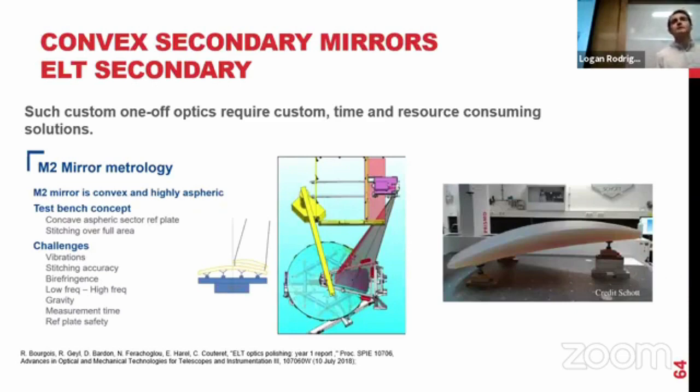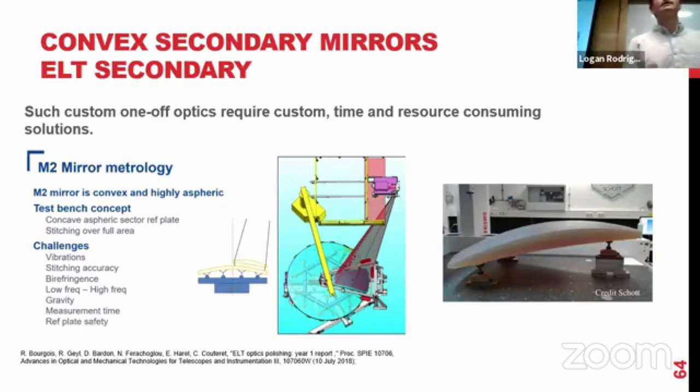You've only talked about testing concave mirrors. So convex mirrors require extremely complex testing setups. You can imagine the light, instead of hitting it and coming to a focus, is going to spread out. It comes to a virtual focus, but in the real world, that means that the light spreads out and it's hard to test it. In the ELT case, this means that you have a very complicated, custom, expensive test setup.